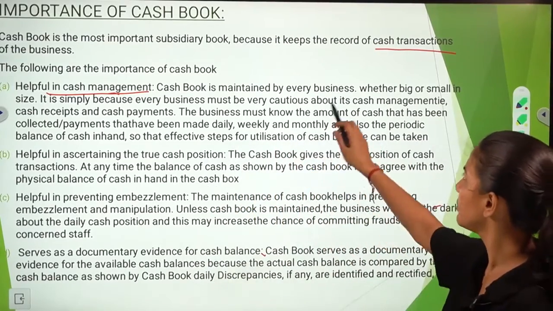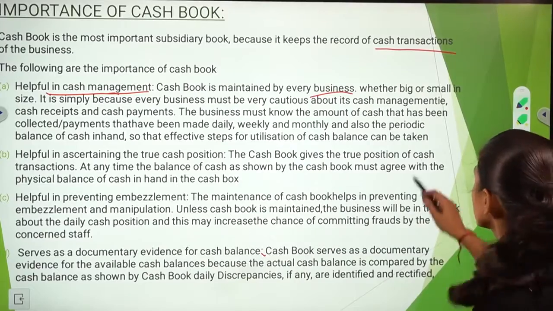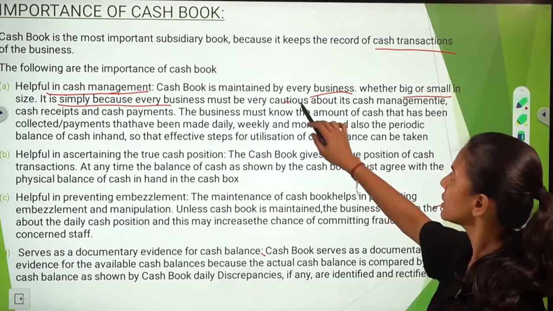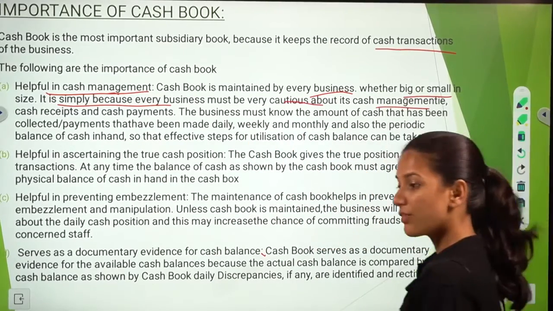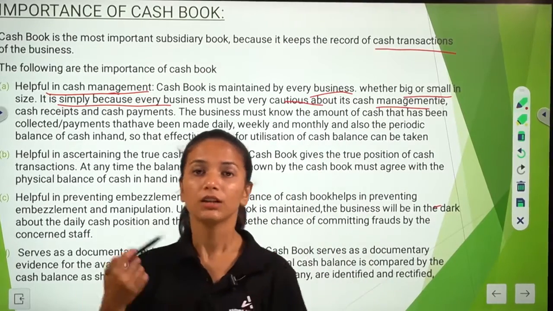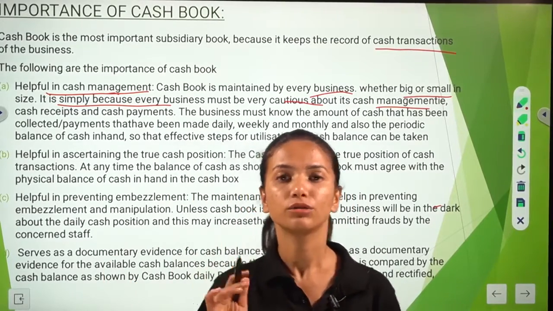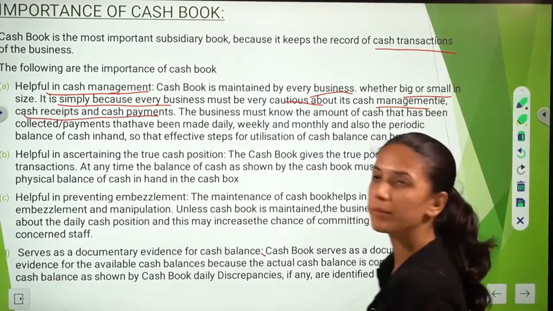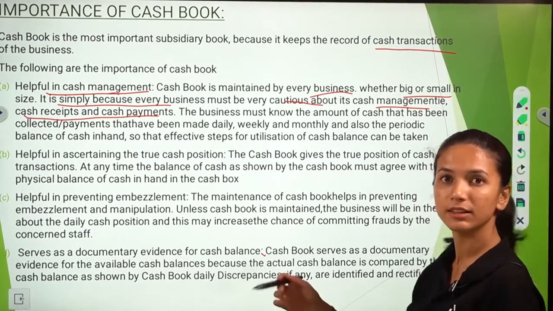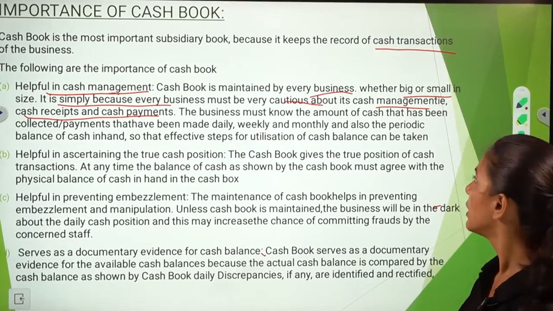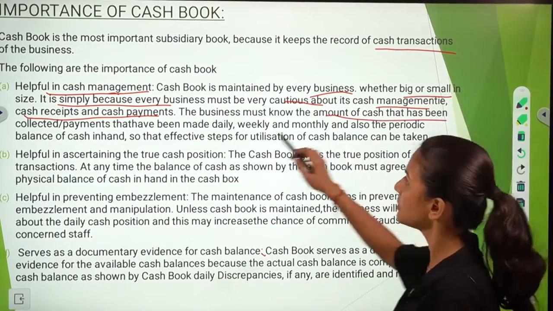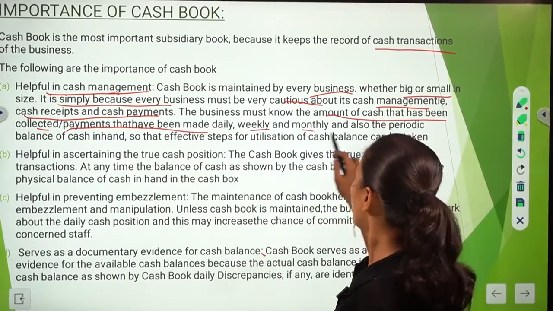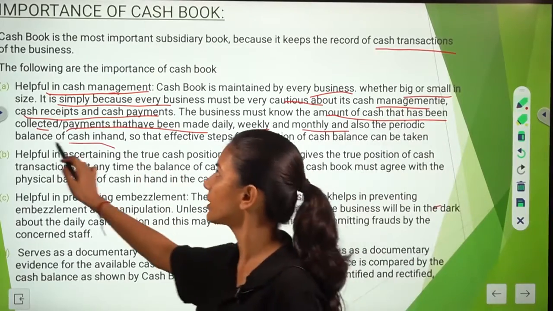The cash book is maintained by every business, whether big or small in size. It is simply because every business must be cautious about its cash management. It is very important for the business to run, and for the business to know how to manage its cash, that is, your cash receipts and cash payments, because these are the immediate things. The business must know the amount of cash that has been collected or payments that have been made daily, weekly or monthly, and also the periodic balance of cash in hand.